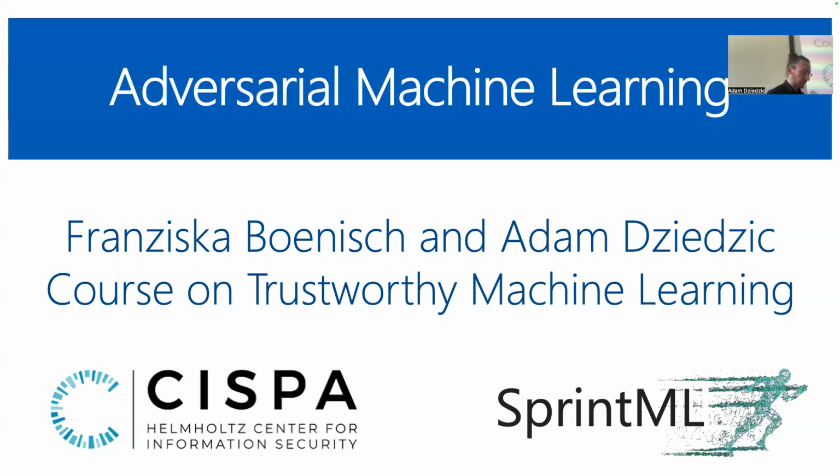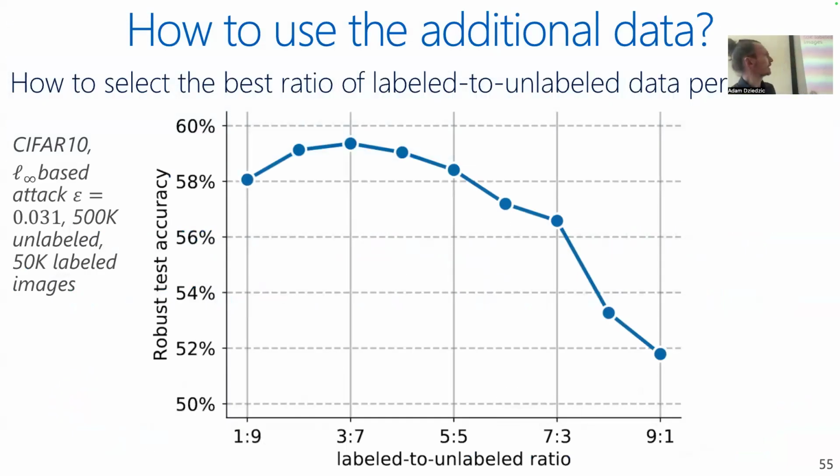Okay, so thank you for the question. Maybe we can just look at this ratio. The result in the graph was empirical, right? So basically here we experimented with these different ratios, and we found that for this ratio 3:7, we had the highest robustness, right?